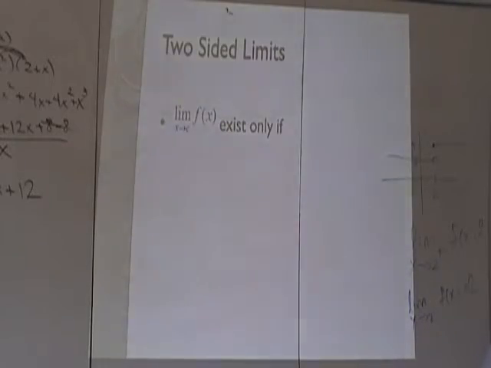Okay, so a two-sided limit exists if and only if the one-sided limits are equal to each other. If and only if the limit as it approaches from the right is equal to the limit as it approaches from the left.